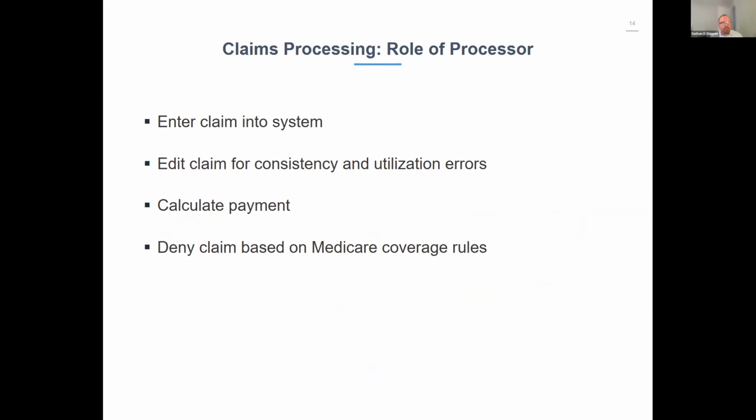So what the MAC does is it enters the claim into the system. It may edit the claim for consistency or utilization errors, calculate, and possibly deny the claim, depending on coverage rules. So there may be an initial denial by the MAC.